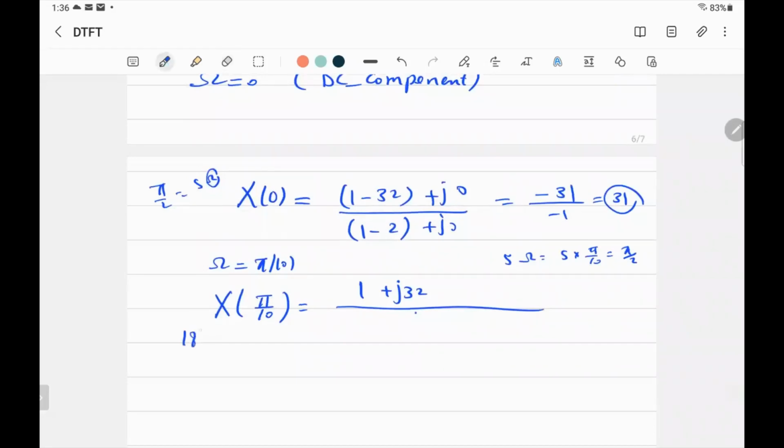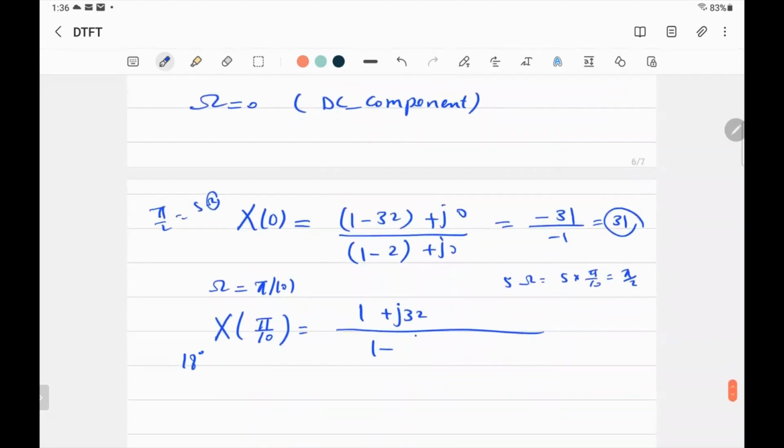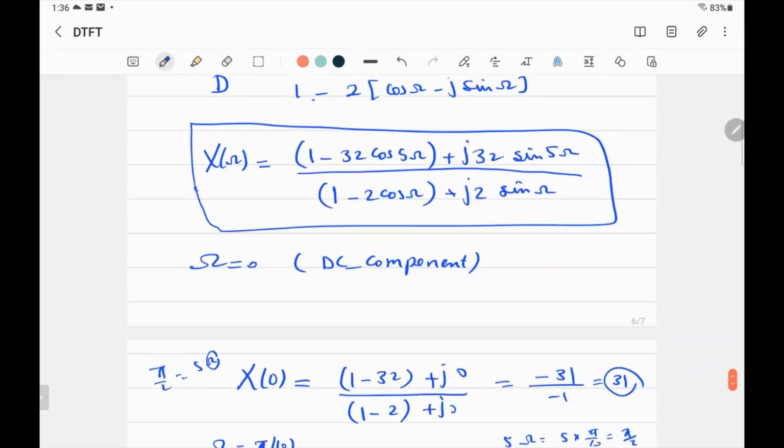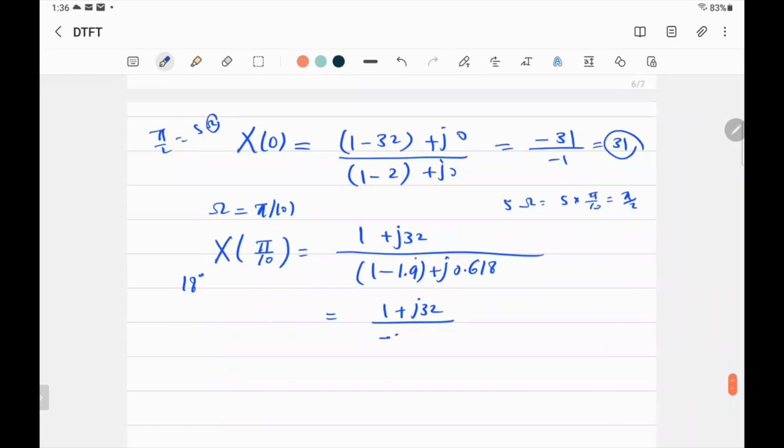I'm going to substitute now. I have 1 minus 2 times cosine 18. Cosine 18 times 2 will be equal to 1.9, plus J 2 sine 18. Sine 18 times 2 is equal to 0.618. So the result will be 1 plus J32 divided by minus 0.9 plus J0.618. You get a complex number and you can get its real and imaginary parts.